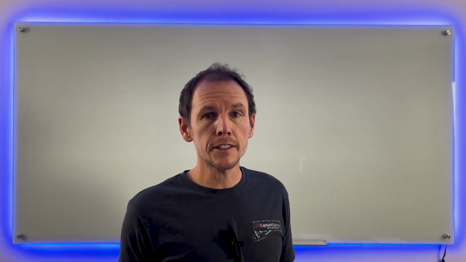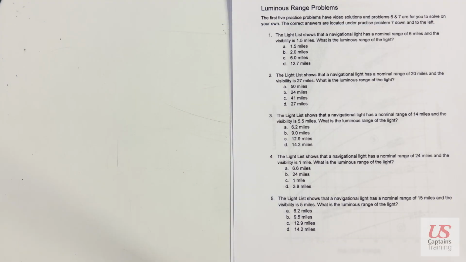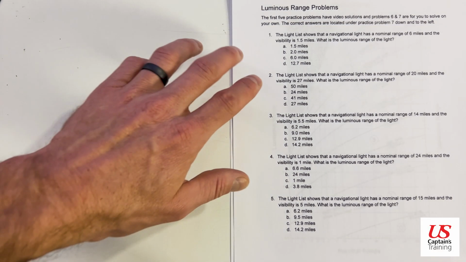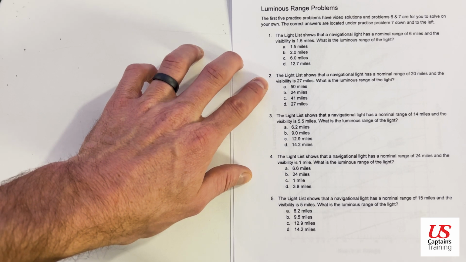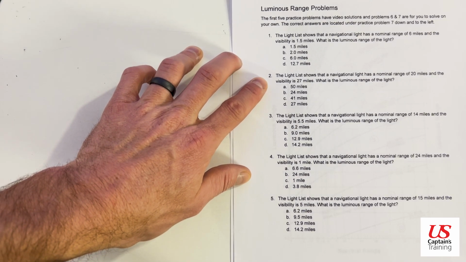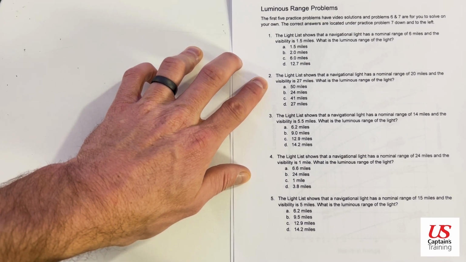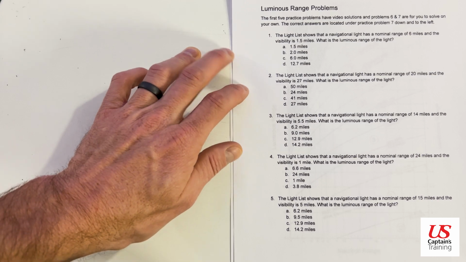Luminous range, practice problem 2. Let's do it. The second problem reads, the light list shows a navigational light has a nominal range of 20 miles and the visibility is 27 miles. What is the luminous range?